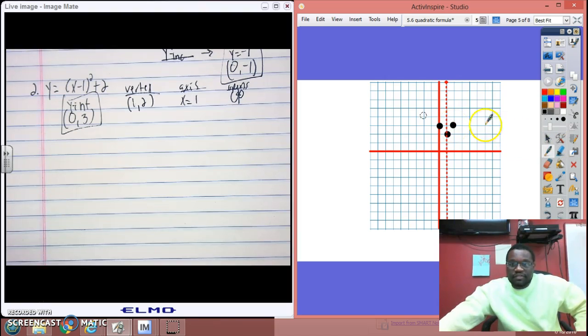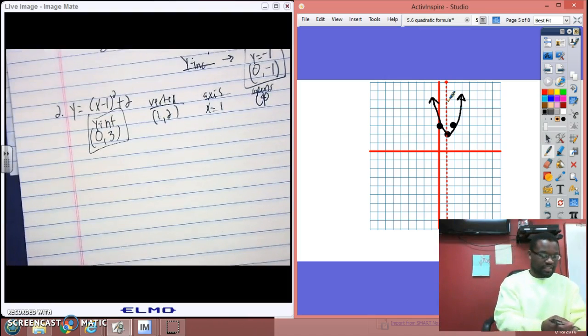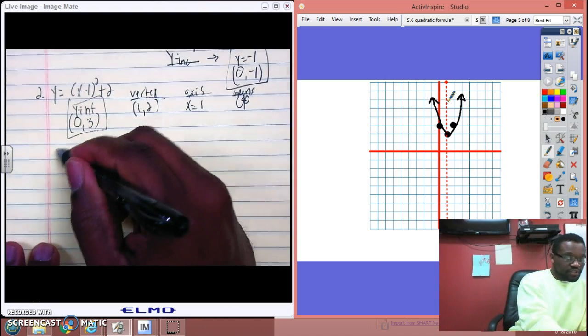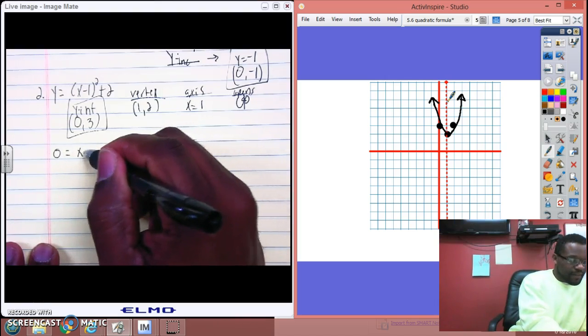Now, if this opens up and looks like this, tell me, what are my solutions or my x-intercepts? Shouldn't they be imaginary? Right? Shouldn't they be imaginary? Let's take a look and see. How do we solve something that looks like this? Well, I'm going to put 0 in for y. That's what you do, remember? That's what the notes say.